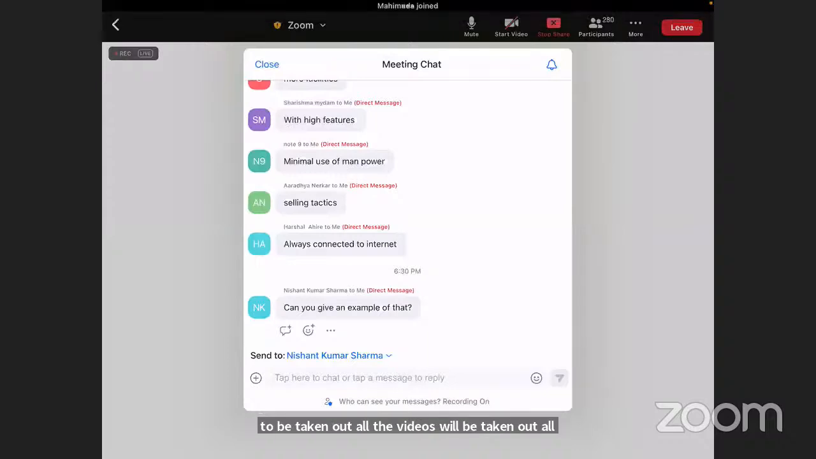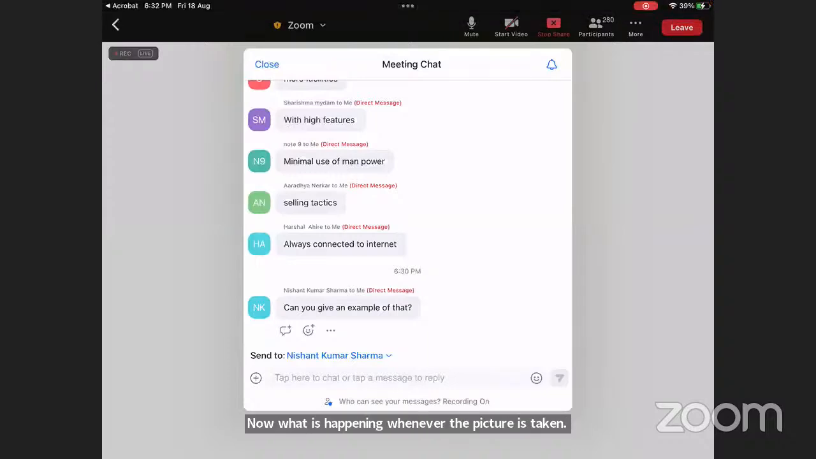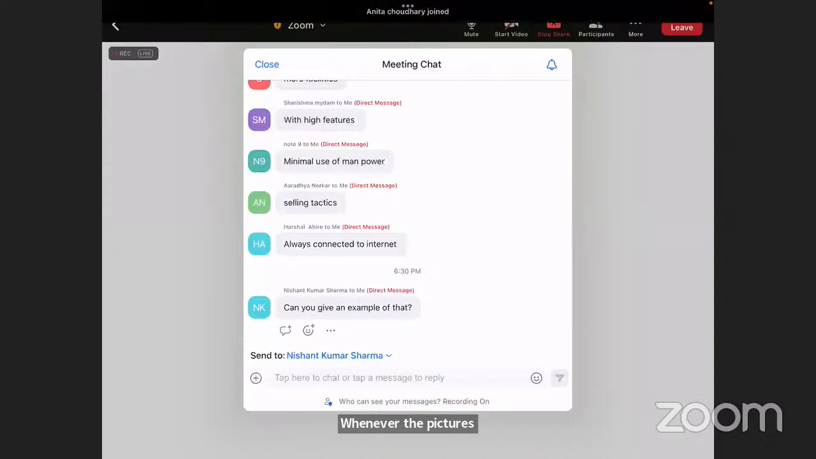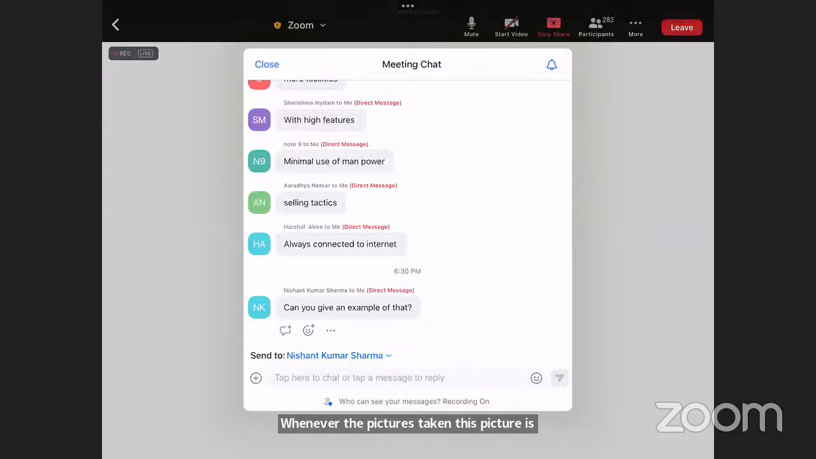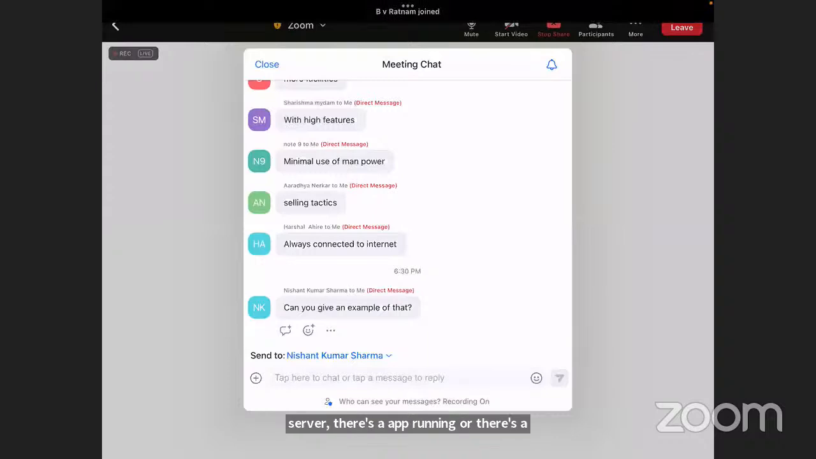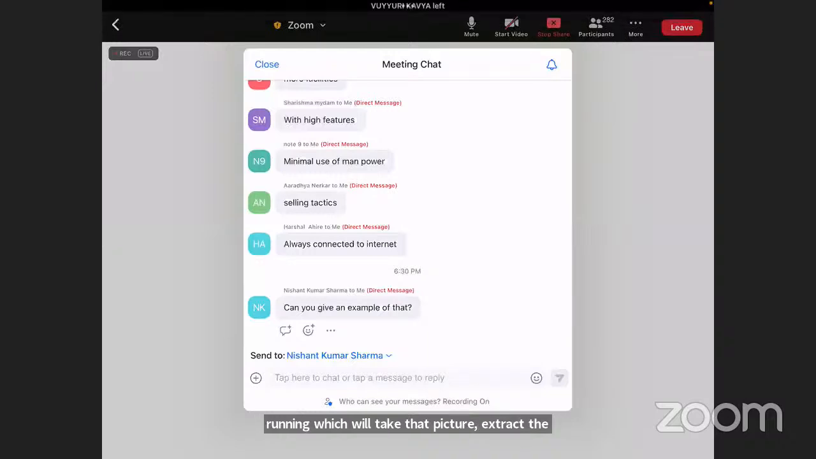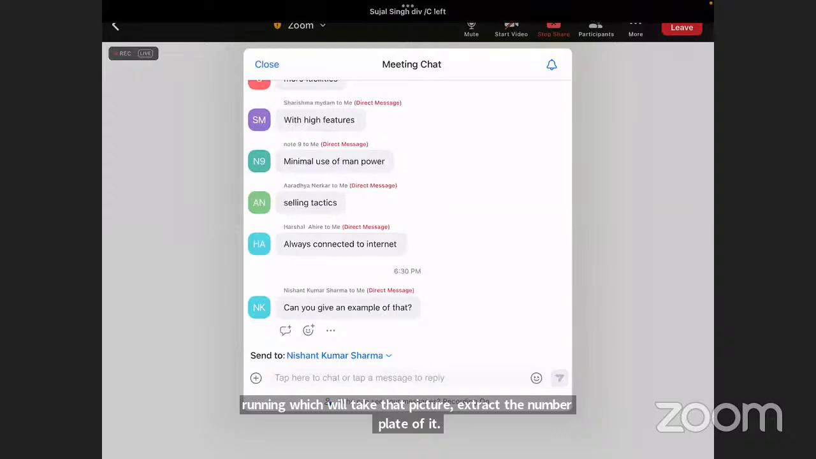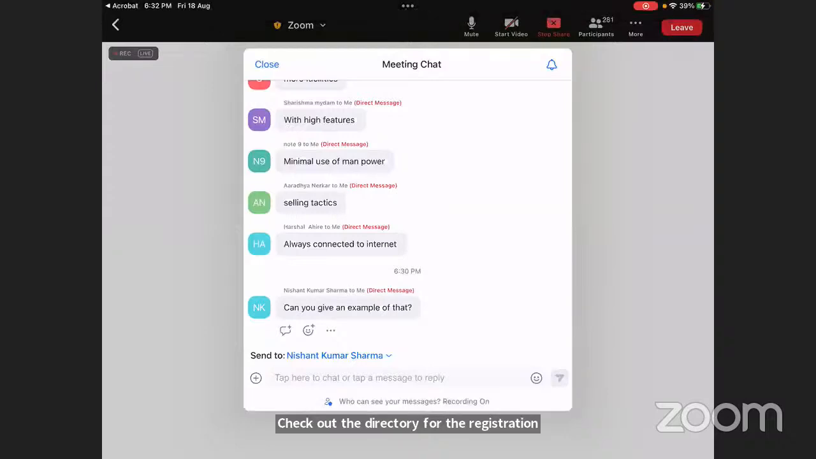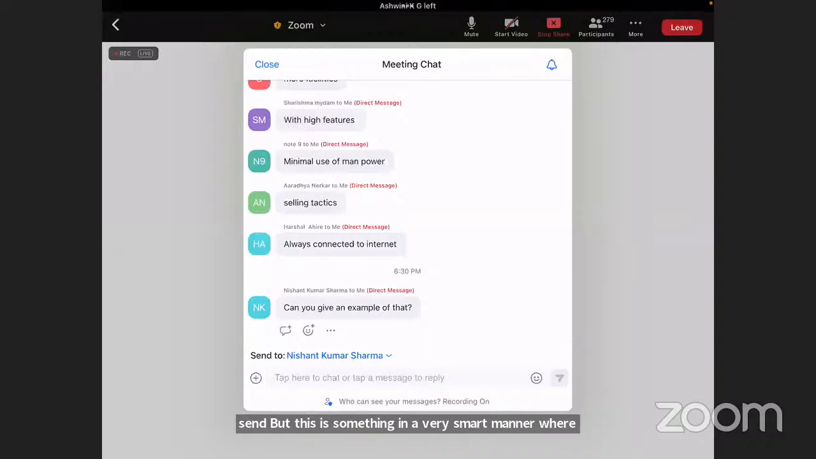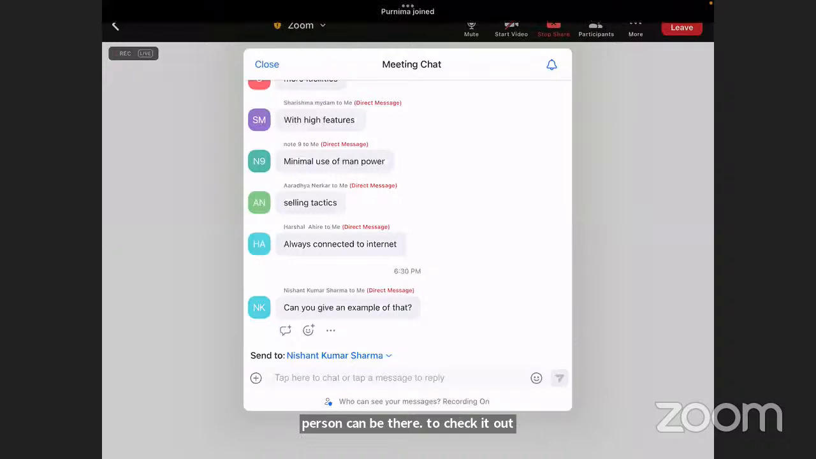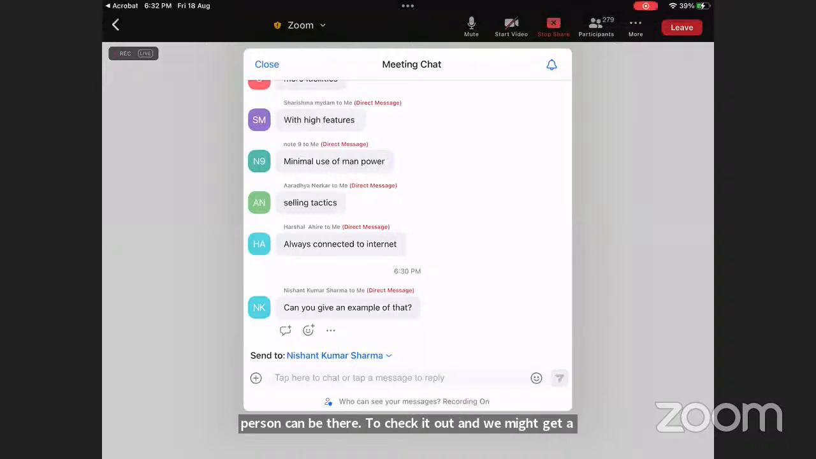Now, whenever the picture is taken, it is automatically sent to the central server. In the central server, there's an application running which will take that picture, extract the number plate from it, check the directory for the registration number, and send a message to the person that this is your fine amount. So this is something in a very smart manner where different things are connected and communicating. There might be a human interface also in this. A person can be there to check it, and at the end of the day, it comes to a person on the mobile phone, right? So a person is also part of this. I think the example is clear.